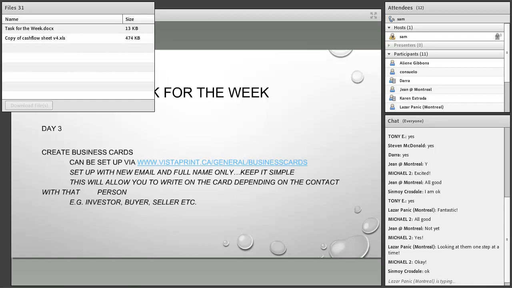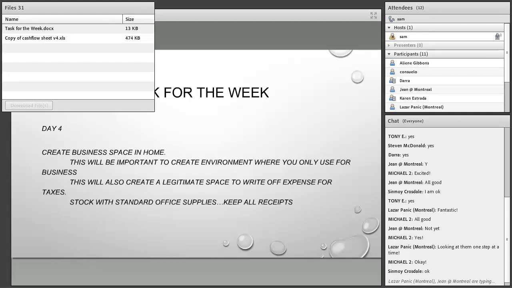Create a business card. It can be set up via Vistaprint. General business cards will be set up with an email and full name only. Keep it simple. This will allow you to write on the card depending on the contact person: investor, buyer, seller. So you're just creating business cards. I talked a little bit about this. Keeping it simple, I think, is the way to go. Of course, you can create the card any way you like, but I think your full name and the new email address that you've created is sufficient. Now, these are tasks for the week, so you've got all week to do this, and if you need a little more time, that's fine, but these are some things that we can do immediately to help start building our business.